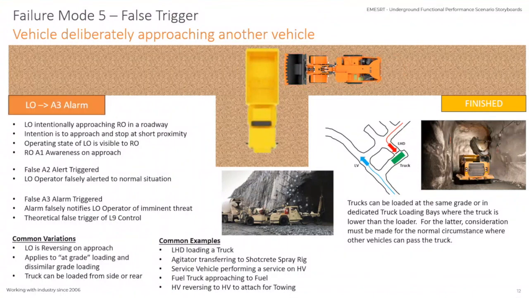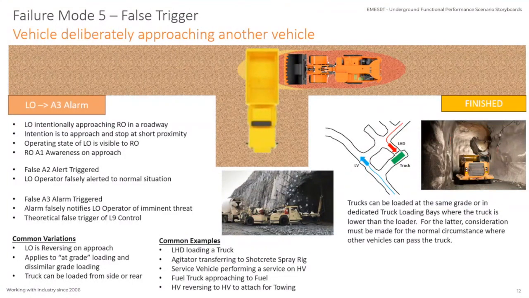We've shown the LHD loading a truck. There's also an agitator transferring to shotcrete spray rigs. So the picture in the center below is a picture of, unfortunately I couldn't get one underground, but it tells the story quite well. We've got an agitator there unloading concrete onto a spray rig, and they're spraying a portal entry there. So we've got two different machines. Granted, one is sitting still, it's not moving, but nonetheless, you've got two mobile machines there deliberately wanting to approach each other.